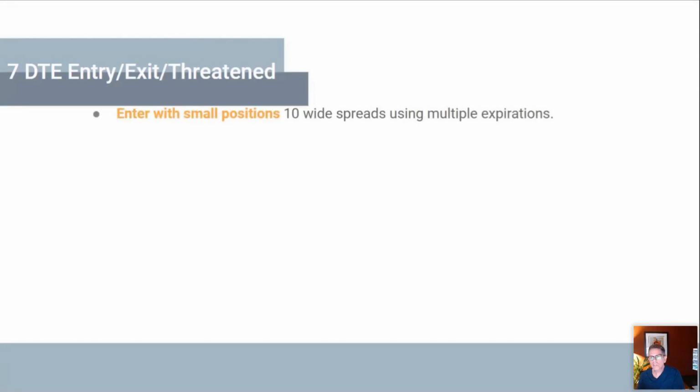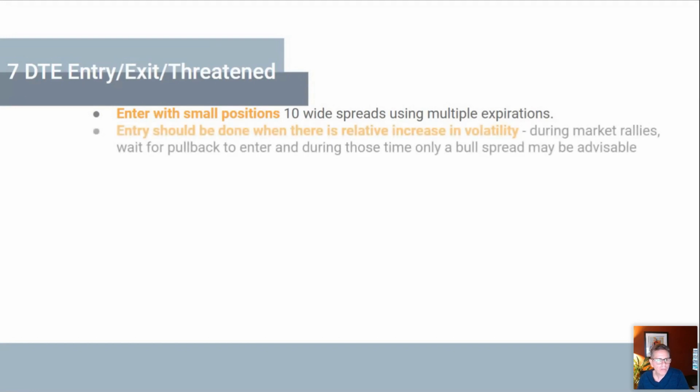So 7 DTE is a little different than 0 DTE, but it has a lot of the same characteristics. So again, you want to enter small positions, 10 wide spreads, using multiple expirations. And when I say multiple expirations, let's say you want to put 5 contracts down for a week. Instead of doing that, what I would recommend is you put one or two contracts down on Monday, another contract on Wednesday, and then maybe two contracts on Friday. So what you're doing is you're spreading out the risk when you're trading 7 DTE.